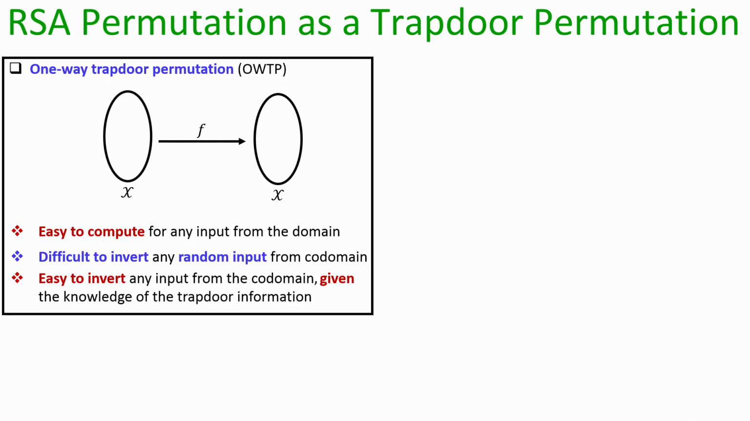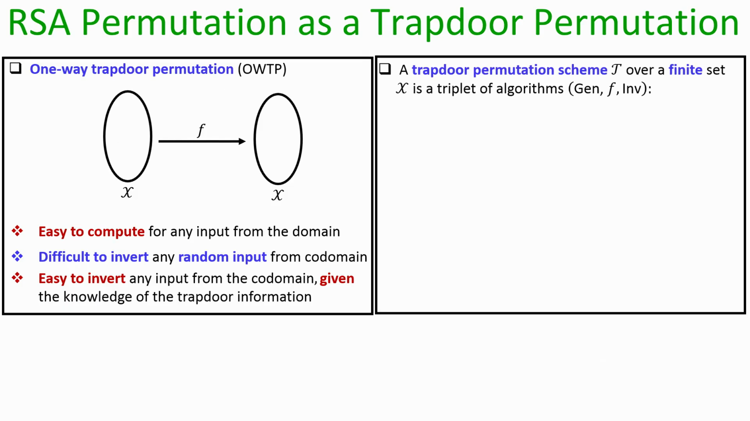So, now finally let us discuss how exactly you can visualize your RSA permutation as a trapdoor permutation, because in our next lecture we are going to treat our RSA permutation as a trapdoor permutation, and we will see how we can formulate an instantiation of a public key encryption scheme from this RSA permutation. For that, recall the definition of a one way trapdoor permutation. It is a function from a set X to the set X, which is easy to compute for any input of the domain, but difficult to invert for any random input from the codomain unless you are given a special trapdoor information.